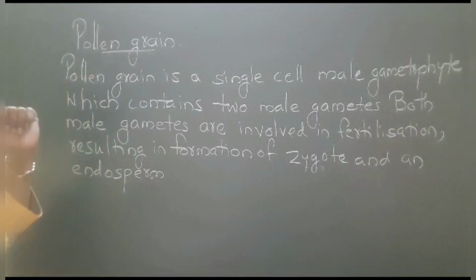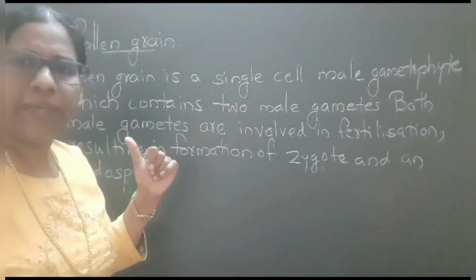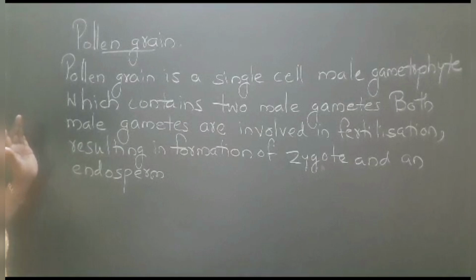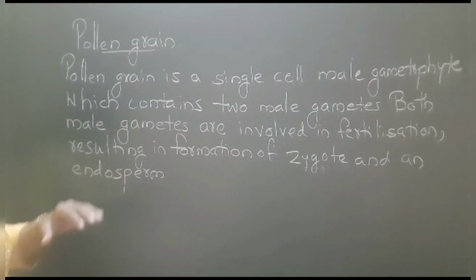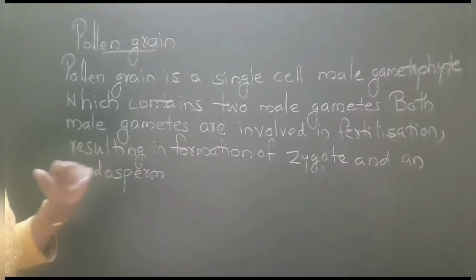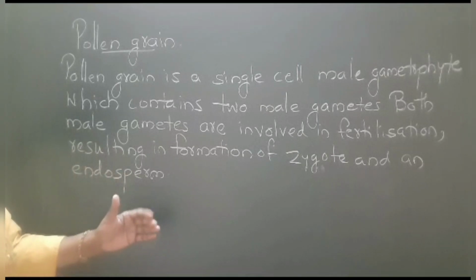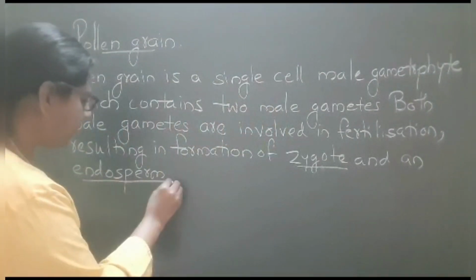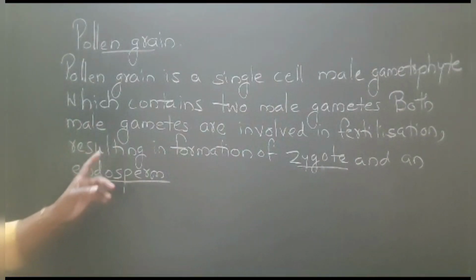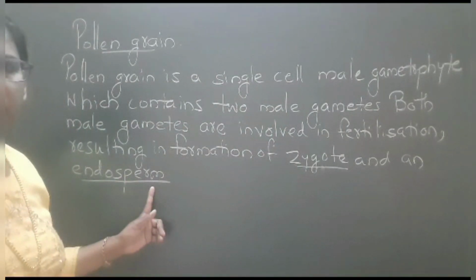What is this pollen grain? Pollen grain is a single cell male gametophyte which contains two male gametes. Both the male gametes are involved in fertilization. After the fertilization, zygote and endosperm is formed.